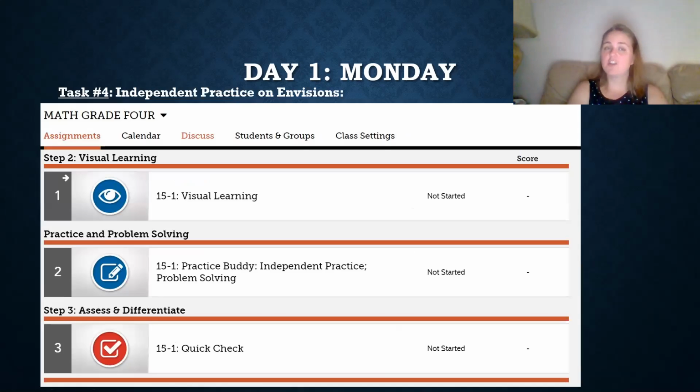The next thing you're going to do, today you have an independent practice on Envisions. It's just like we did it last year. Everybody that's an e-learning student did it last year, so I know you know how. You're just going to go on to Envisions. If you don't remember, go to the welcome folder, the how-to folder, on the homeroom course, and there is a video that will help you and your parents get onto Envisions.